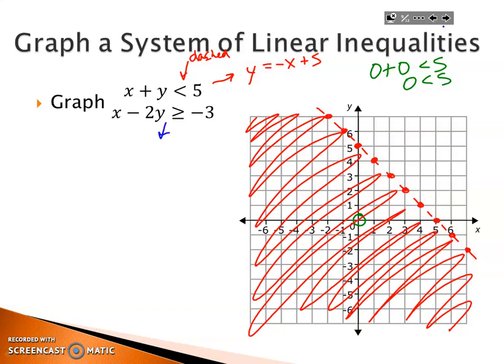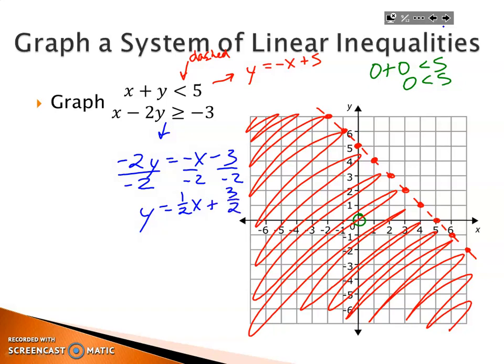Next is down at the bottom. Negative 2y equals negative x minus 3. Divide by negative 2. Divide by negative 2. Divide by negative 2. y equals 1/2 x plus 3/2. Okay, remember when we deal with fractions like 3/2, that's 1 and 1/2. So I'm going to put a spot halfway in between.